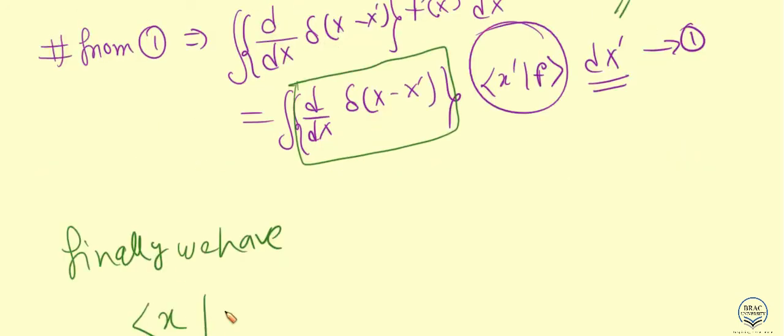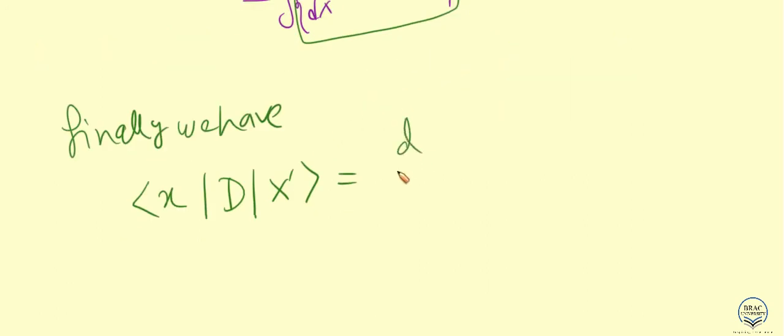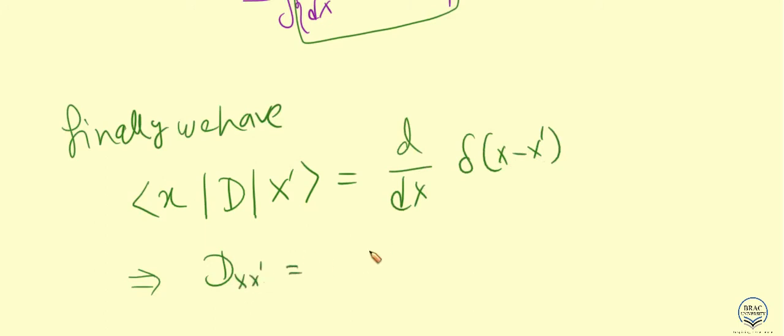So finally we have x dx prime, that is the matrix element that we wanted to see, is just ddx of delta x minus x prime. A very peculiar and kind of confusing result, but this is what it is. And obviously you can just use the identity of the delta function, that is more convenient, that this ddx of x minus x prime will just be delta x minus x prime and ddx like this.